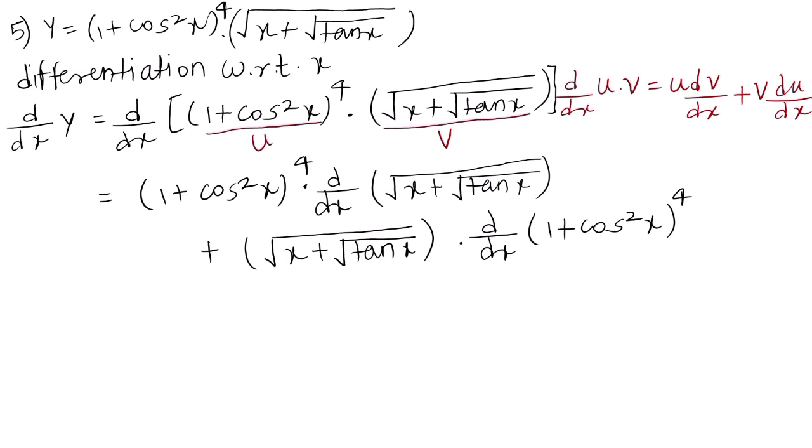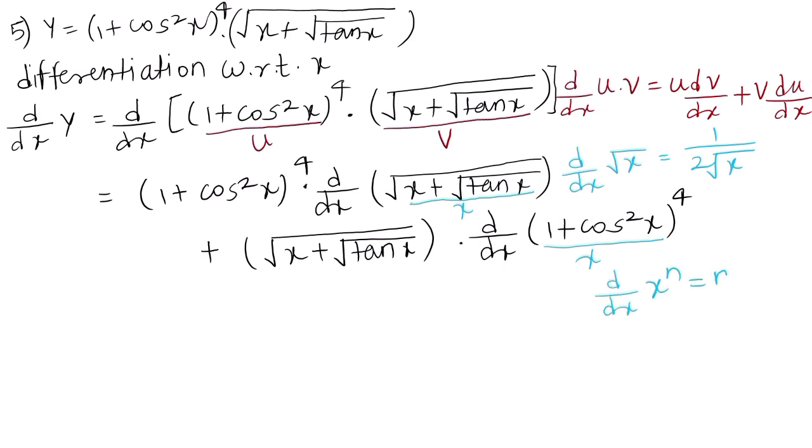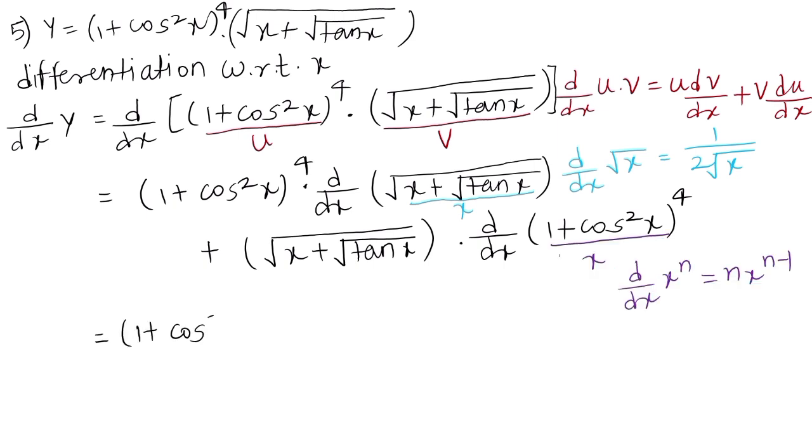While taking derivative of under root of x plus root tan x, here we can consider this entire expression as x. We can solve it with differentiation of root x formula. It will be 1 upon 2 root x. And here 1 plus cos square x we can consider as x and we can solve it with differentiation of x raised to n formula. It will be n x raised to n minus 1.